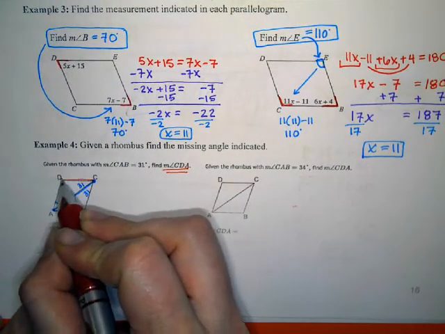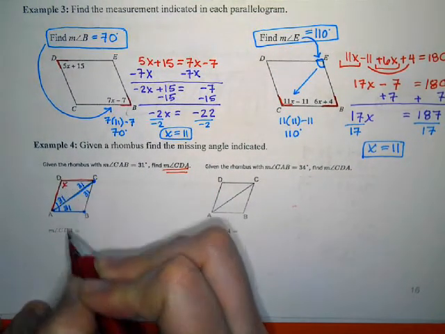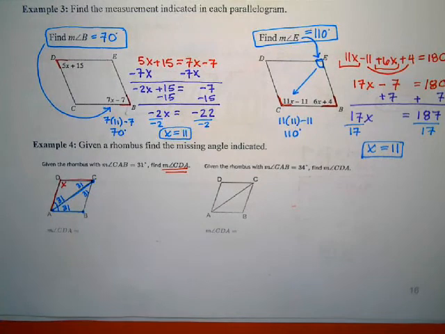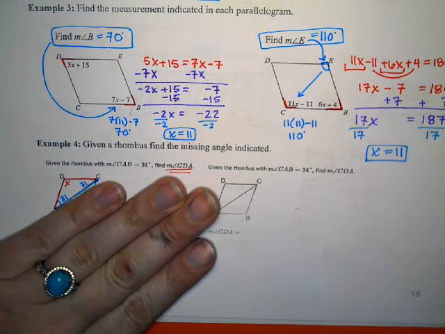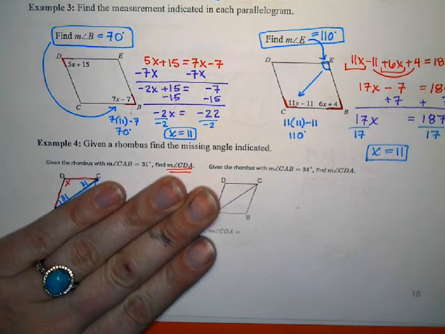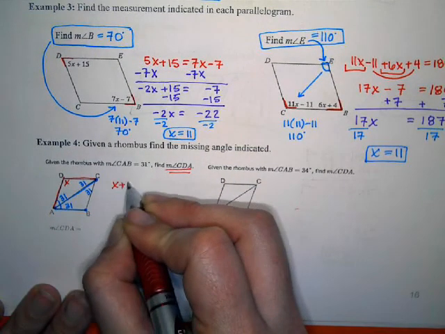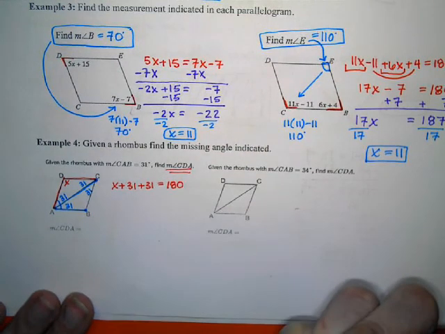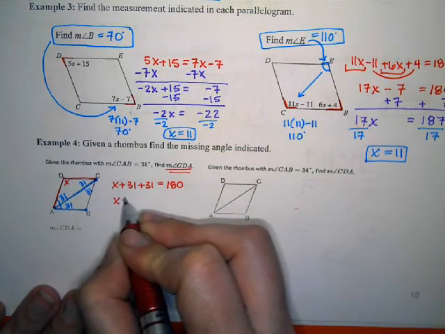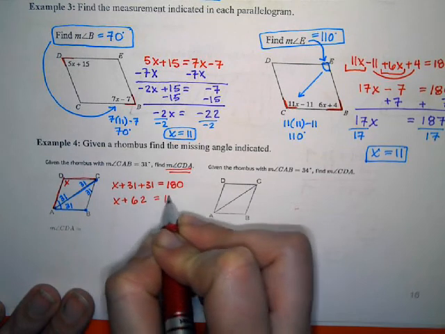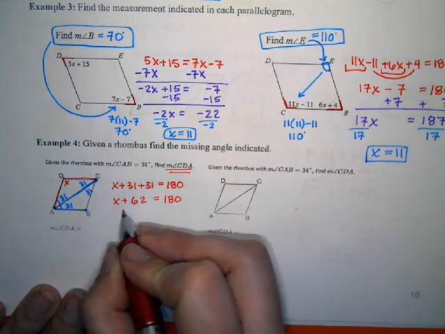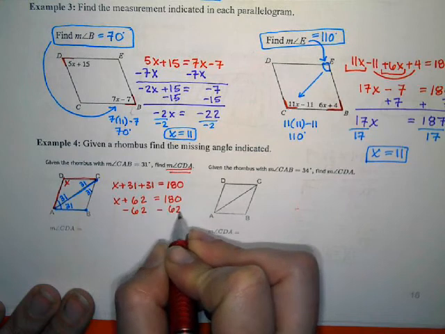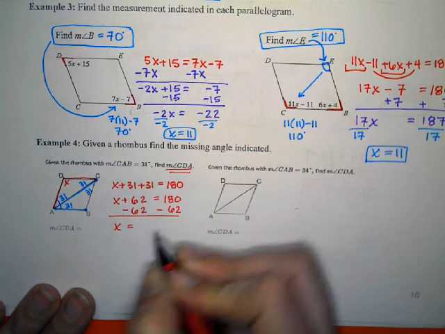Okay. It wants us to find the measurement of C, D, A. Now this is where we're going to have to go back to triangles. That was the Friday assignment. Yep. Triangles add up to equal 180. You would just subtract them on your calculator.